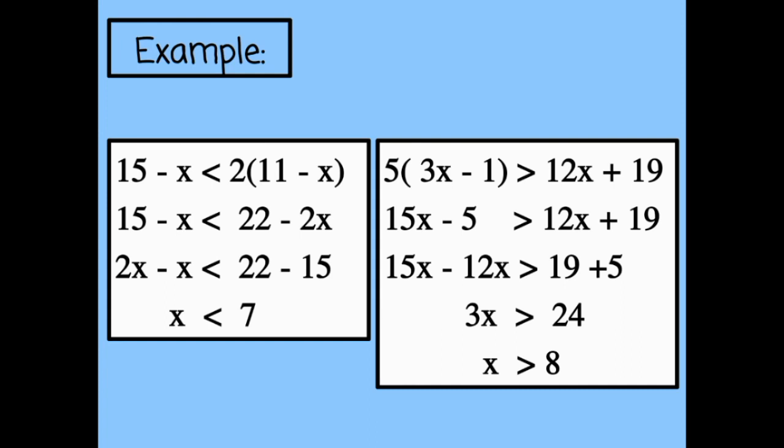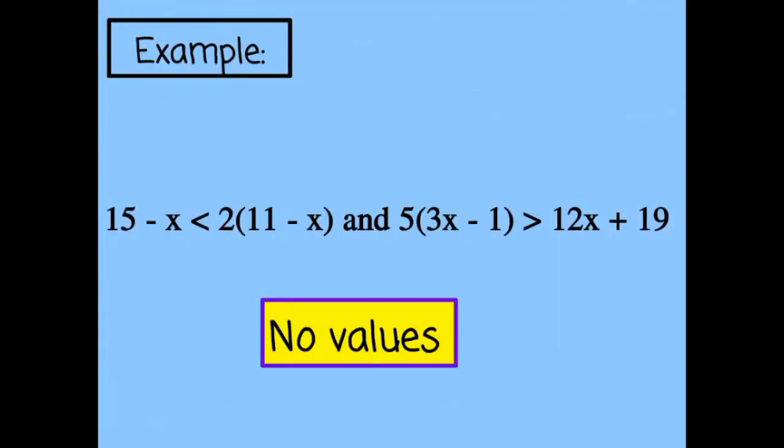As you can see, none of these inequalities overlap. There is no overlap between the two sets of values, and hence there are no values. Since AND is used here, this means it has to satisfy both inequalities for x to qualify. And hence, there are no values here.